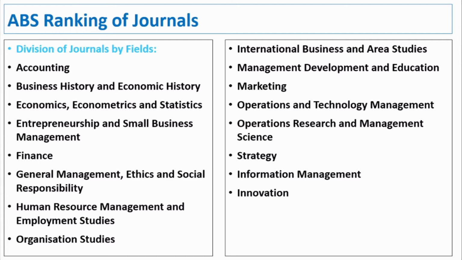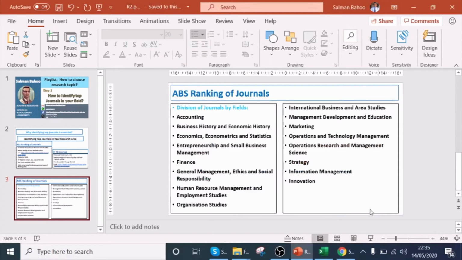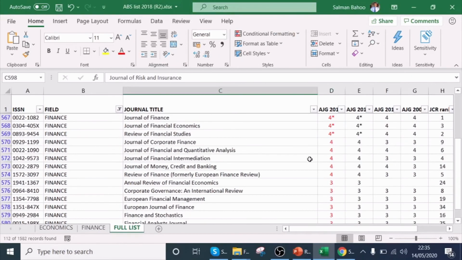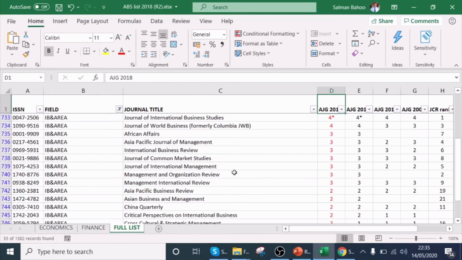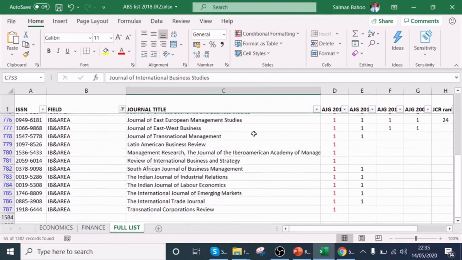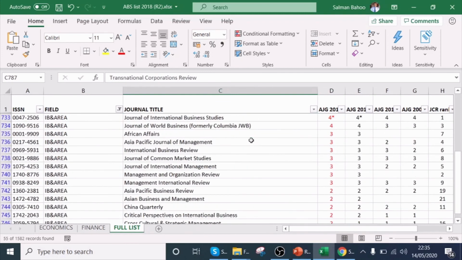Let's have a look at the ABS ranking, how it looks. This is the list of the journals which are available in the ABS ranking, and this is the ranking of 2018, where you can see that the journals are ranked. As I explained, we take an example that I'm working in the field of international business. So I just need to click on the field, and when I click on international business, I can find the top journals like Journal of International Business Studies, the top one, and then it goes on. These are the journals available in the field of international business, and they are ranked by the ABS, and mostly ABS ranked journals have a very good impact factor.